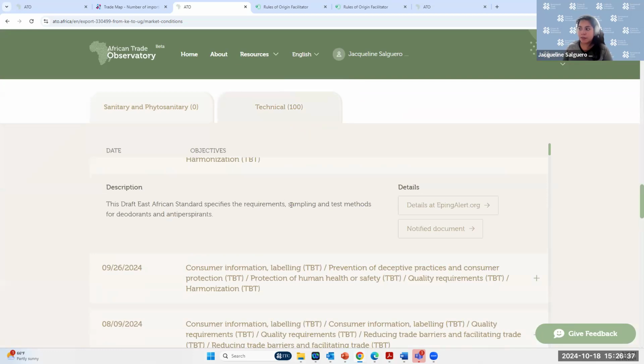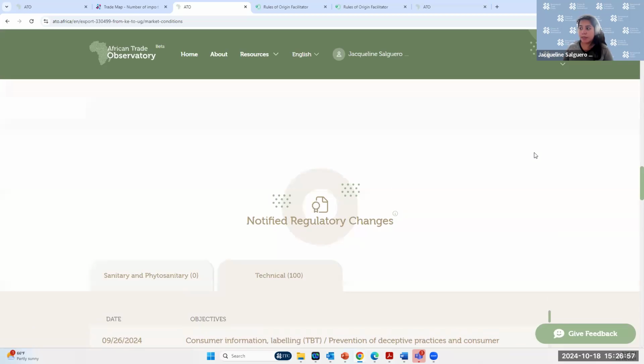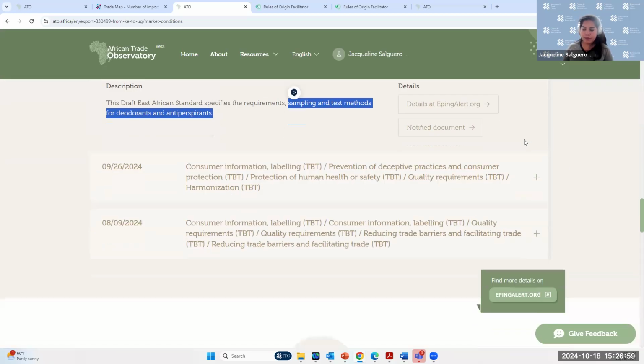In this case, it relates to sampling and test methods for deodorants and antiperspirants. So what I want to say is this information is available. It's not hidden, it's not that you cannot access it. So you can be aware, as I told you, stay alert of new changes that might happen in your product. This is available at WTO, and you can also access it through here.